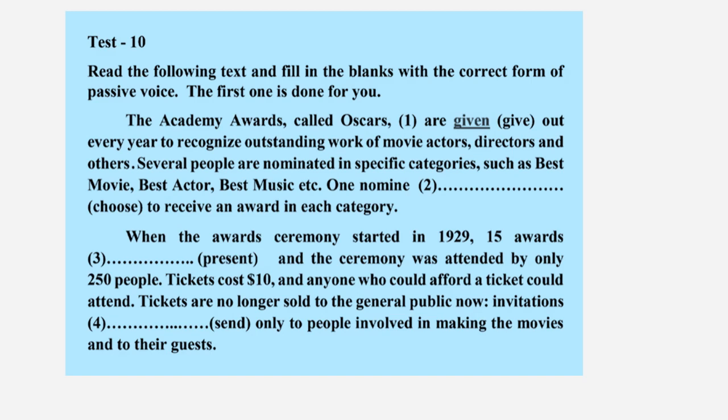Out every year to recognize outstanding work of movie actors, directors and others. Several people are nominated in specific categories such as best movie, best actor, best music, etc. One nominee dash choose to receive an award in each category. When the award ceremony started in 1929, 15 awards dash present, and the ceremony was attended by only 250 people.